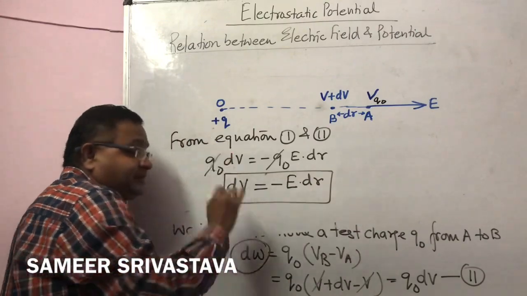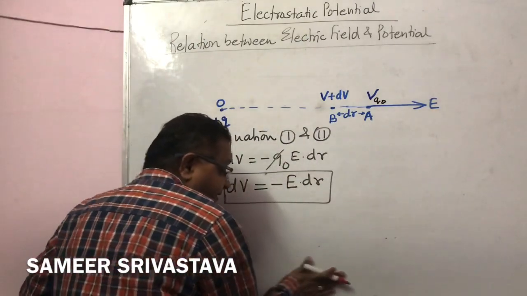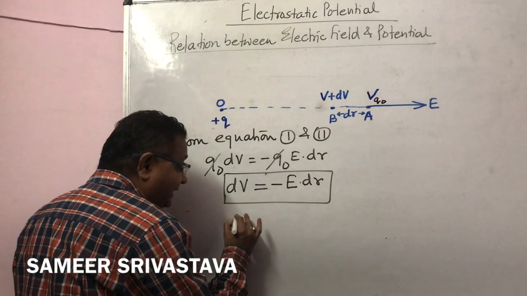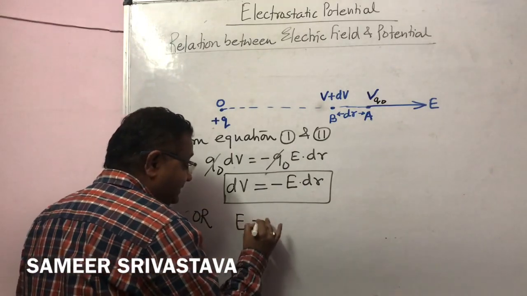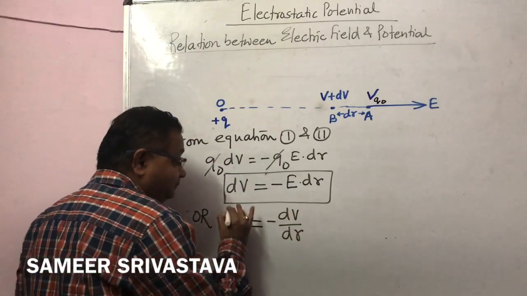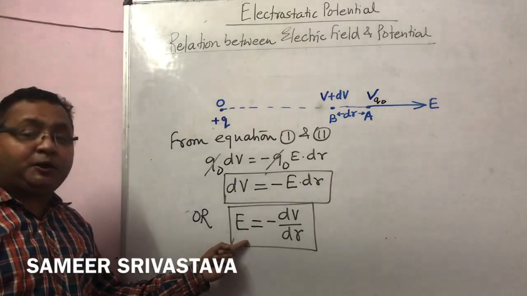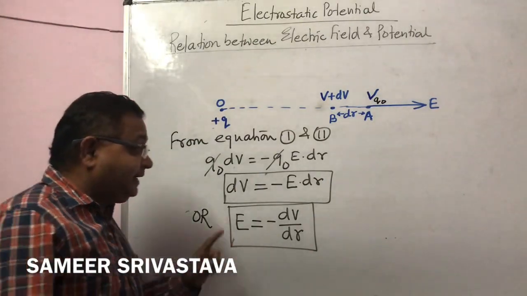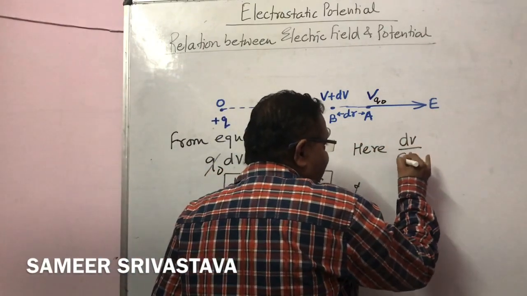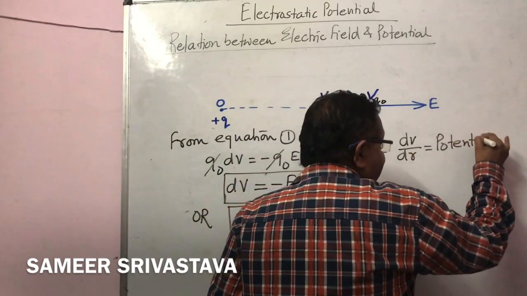This is the relationship between potential and electric field. dV is equal to minus E dot dr, or we can write E is equal to minus dV upon dr. Here, dV upon dr is called the potential gradient.